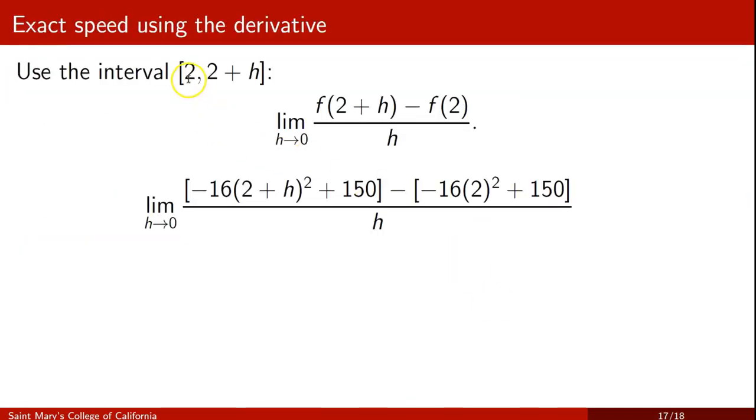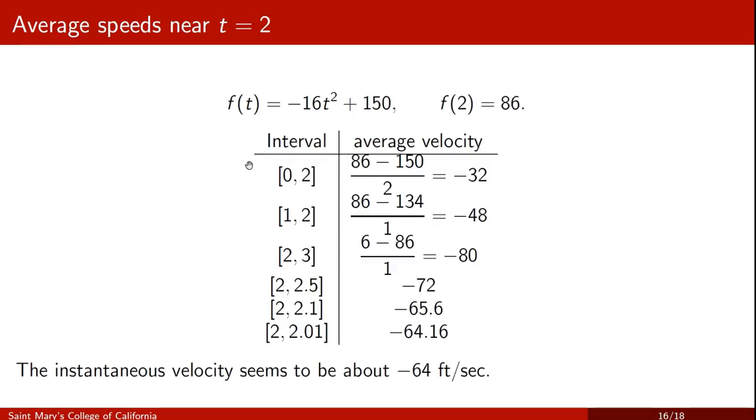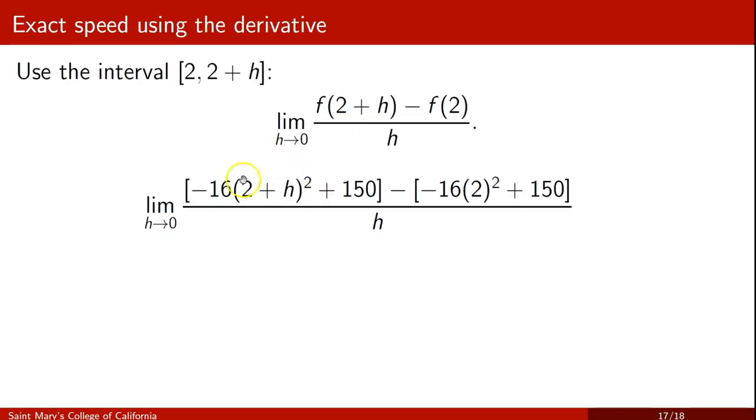We've got the point 2, so we have f of 2 plus h minus f of 2, divided by h. We plug it into the function. Remember the function was minus 16t squared plus 150, so we plug everything into that here and here. And once we've reached this stage, it's really just a question of algebra. The calculus is kind of done. We just have to simplify.